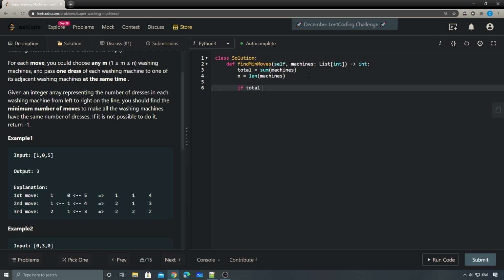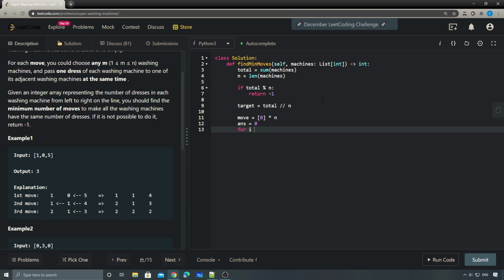If the total cannot be divided, then we return -1, right? Otherwise, we have our target, which is total divided by n. I'm going to use move for the current machine, and then we have an answer equal to 0.